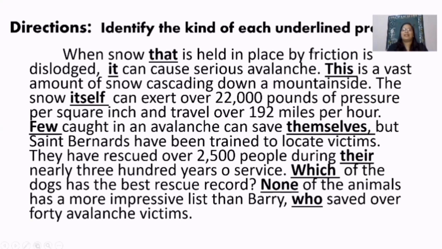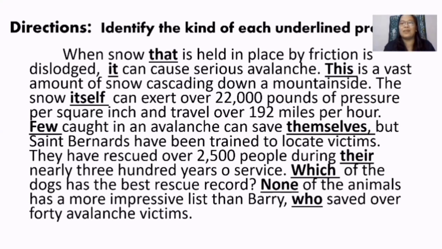So when snow that is held in place by friction is dislodged, it can cause serious avalanches. That and it. What kind of pronoun is that? And what kind of pronoun is it? The correct answer for the first underlined pronoun here is that it is a relative pronoun. And it is what kind of pronoun? It there is a personal pronoun.